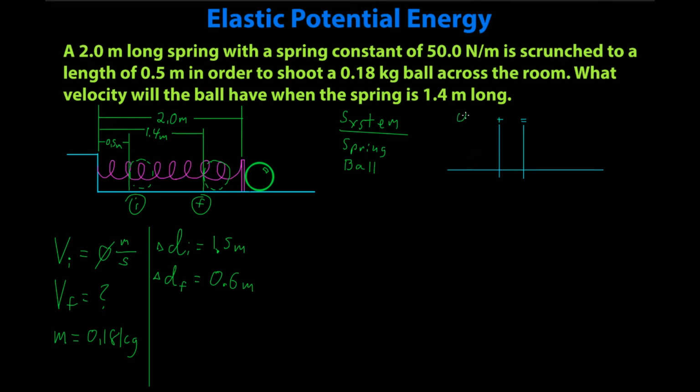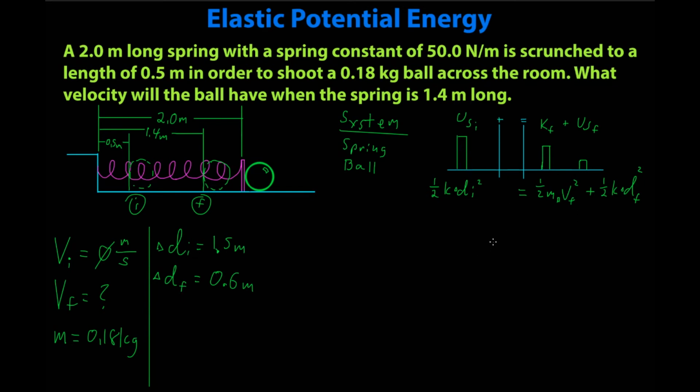All right, initial state. I have all the energy stored in the spring because it's scrunched all the way. Final state. I have kinetic energy in the ball, and I have some energy still left in the spring. So let's break this down. 1/2 K delta D initial squared, 1/2 mass of the ball V final squared of the ball, 1/2 K delta D final squared. So there's something I want to show you here.